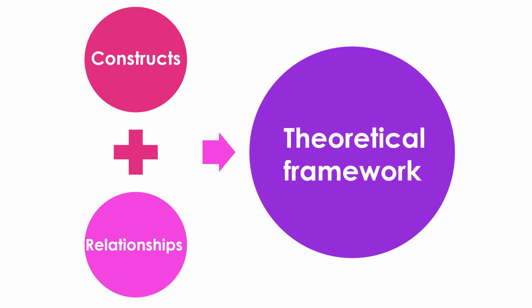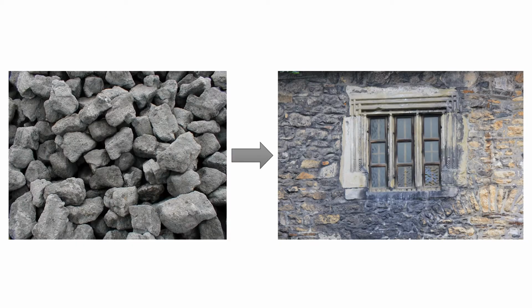A theoretical framework should have at least 2 elements: constructs and the relationship among them. Your theoretical framework can have only one theory, which includes constructs and relationships. Your theoretical framework can also have multiple theories. Either way, you can consider your theoretical framework as a house.